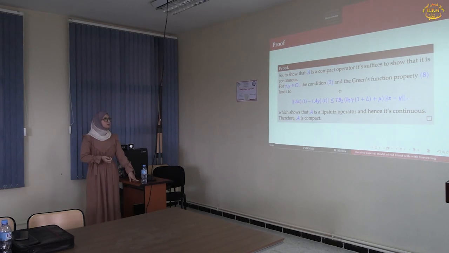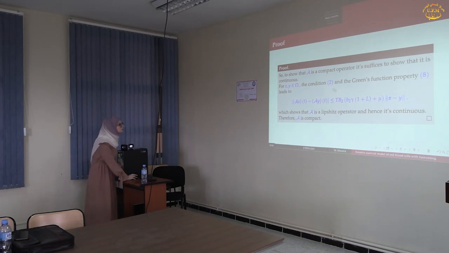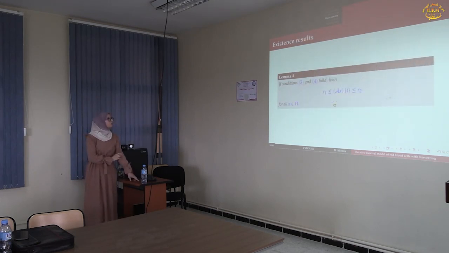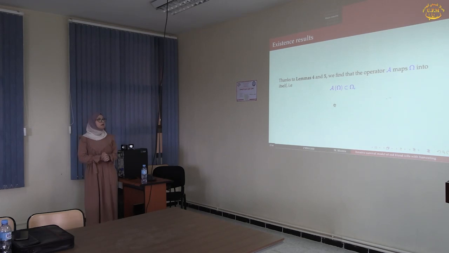So, to show that A is a compact operator, it suffices to show that it is continuous. Indeed, for x and y in omega, condition 2 and Green's function property 8 lead to this estimate, which shows that A is a Lipschitz operator and hence it's continuous, therefore A is compact. Lemmas 4 and 5 under conditions 3 to 5 ensure the correctness of the last condition of Schauder's fixed point theorem, which means the operator A maps the closed, convex, and bounded subset omega into itself.